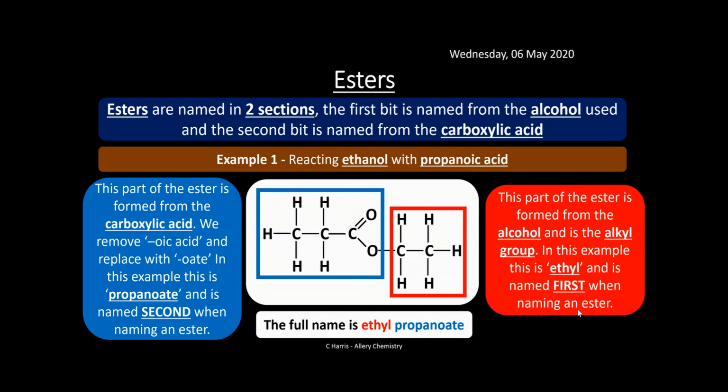So the full name is ethyl propanoate. Because it's from ethanol, we take the "ol" off and put "-yl", and then the last bit is propanoic acid. We take the "oic acid" off and put "oate" instead at the end. So this is called ethyl propanoate.